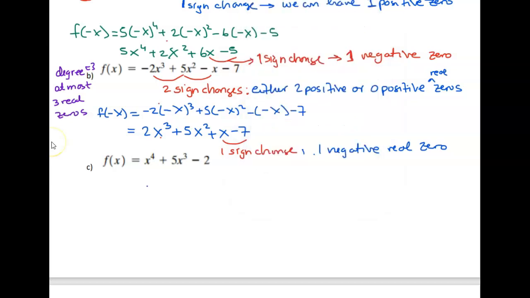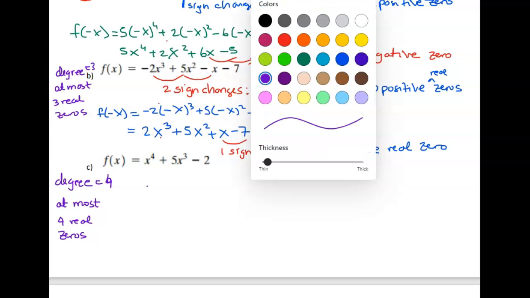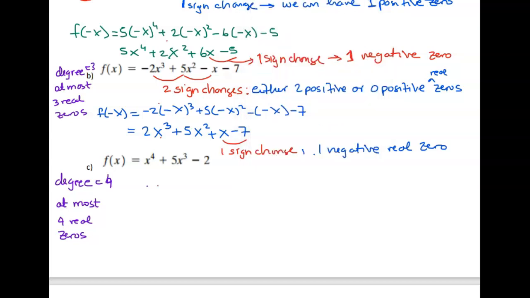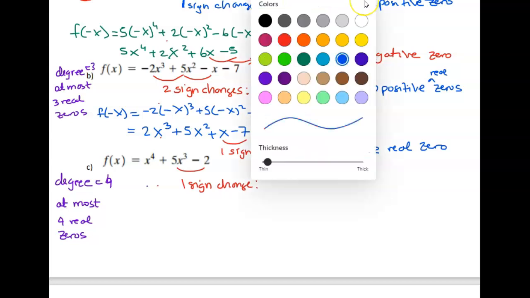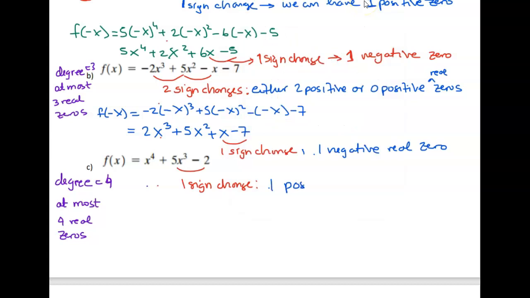All right, let's look at C. So this has degree 4. So at most 4 real zeros. All right. Then count the sign changes in the function. So no sign change, 1 sign change. Alright, so that means that I have 1 positive real zero.